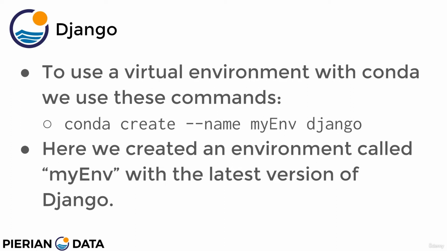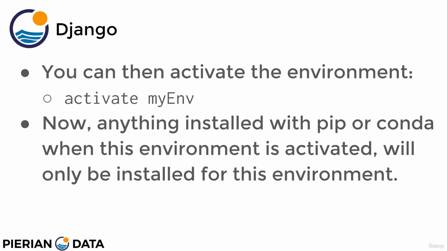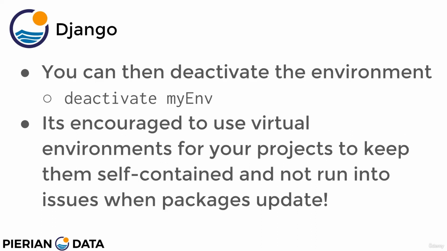And later on, you can specify a specific version for that package. So you can say Django, something like ==1.9 or 1.8, 1.10, etc. And then you can activate that environment with activate space the name of the environment. And this all happens at the command line. Now, anything installed with pip or conda when this environment is activated will only really be installed for that environment. So that allows you to create separate versions of packages and Pythons all on one computer with the use of these virtual environments. And then you can deactivate the environment with deactivate myenv, or the name of the environment.